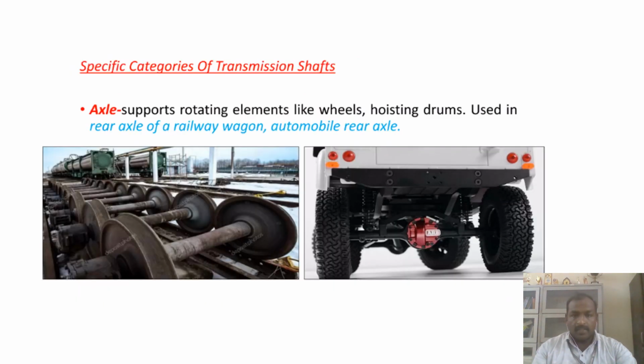The specific categories of the transmission shaft. First, we are seeing this axle, which supports the rotating elements like wheels, hoist and drums, used in the rear axle of the railway wagon, automobile rear axle, etc. This is what we commonly use daily. You can see it daily.